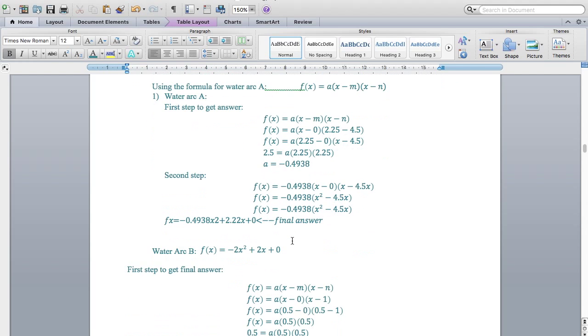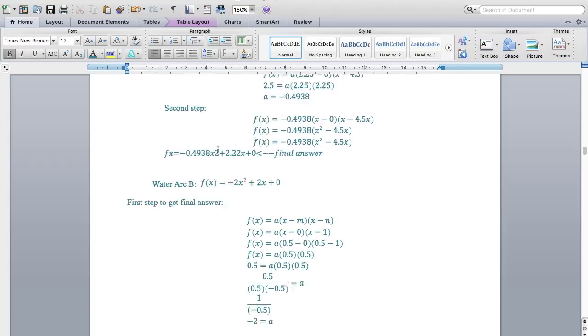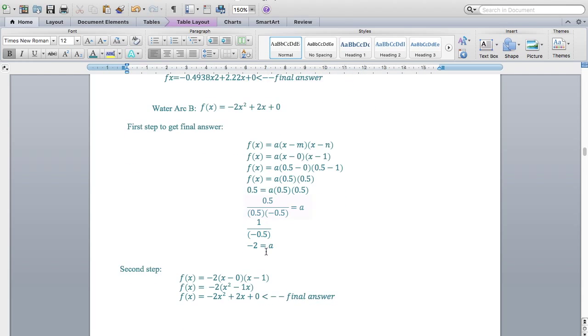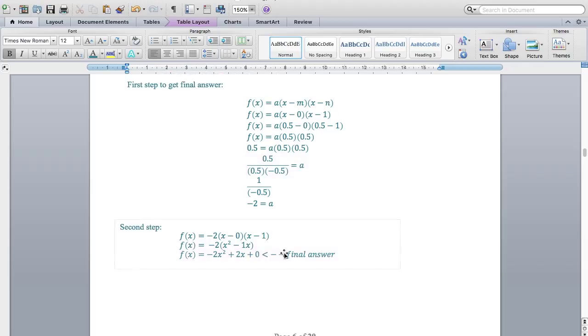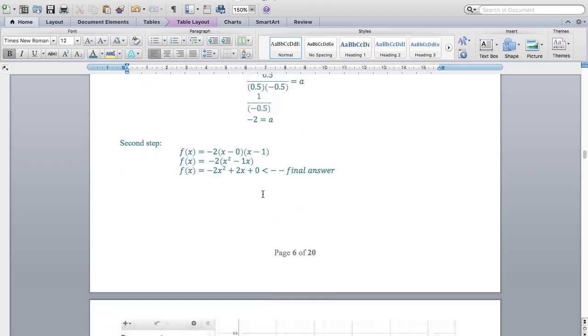For the second step, we put the a back inside the formula. This is the original formula. We put the a back inside here, which is this, and replace the numbers back again, and we will get the final quadratic formula. And we repeat the same thing for arc B, like this. And this is the final answer for arc B.